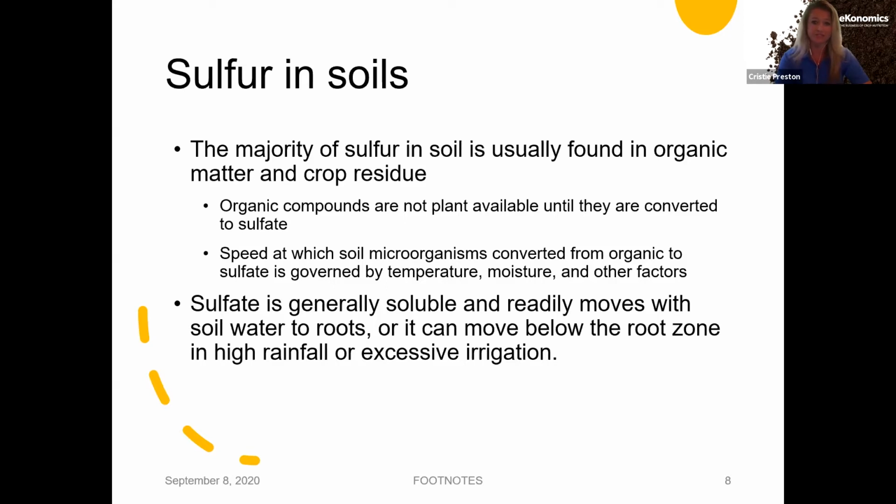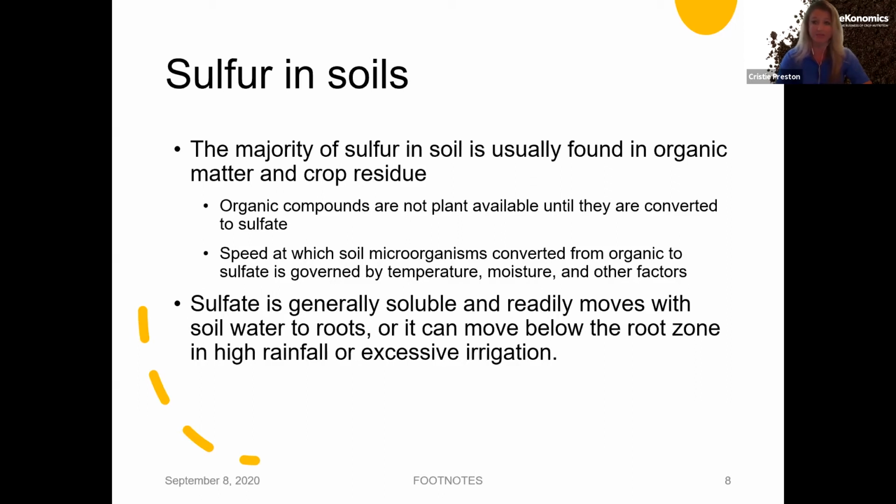So since it's a microbial driven process, any factor that might affect that microbe community is going to affect that transformation in soil. And when the soils cool down in the wintertime, you're not going to see these mineralization rates at a high level.